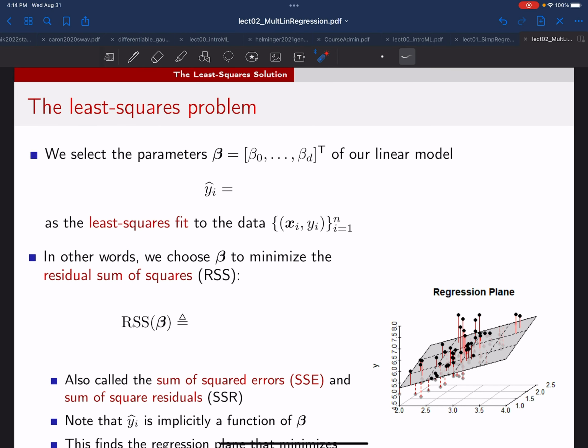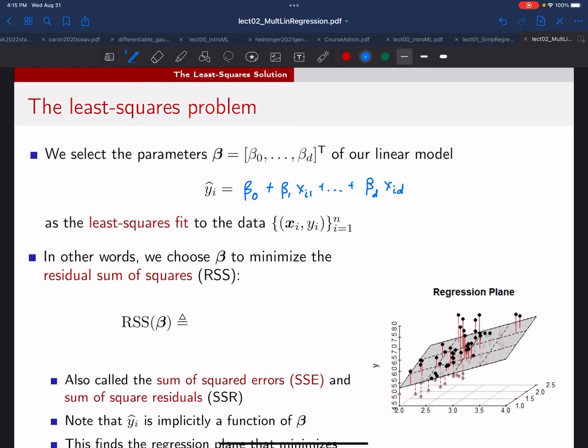Okay, so the least squares problem, jump ahead here. Okay, so the least squares problem is we want to find the parameters beta, and we're going to use them as follows. Just like on the previous slide, we're going to have yi hat is beta 0 plus beta 1 times xi1 plus all the others, and finally ending up with beta d times xid.